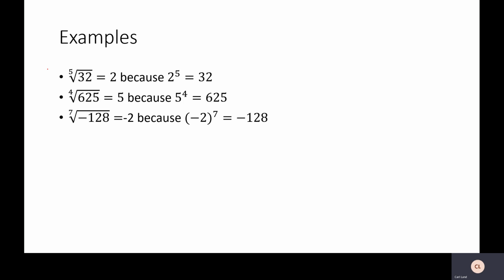So for example, the 5th root of 32 is 2, because 2 to the 5th is 32. The 4th root of 625 is 5, because 5 to the 4th is 625. The seventh root of negative 128 is negative 2, because if we took the quantity negative 2 to the seventh power, we would have negative 128. How do we find roots on the calculator?